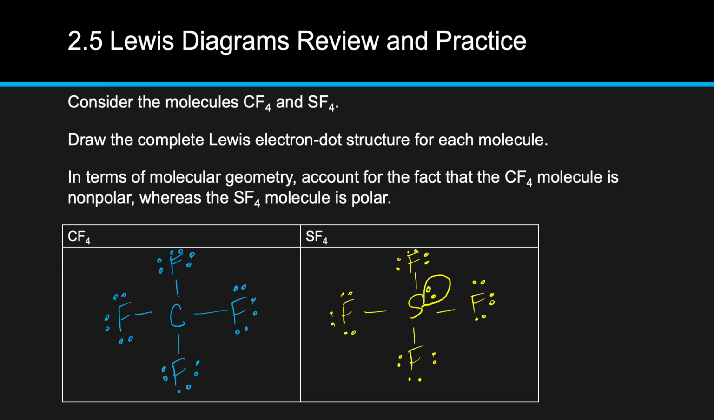So that is why SF4 is polar and CF4 is not, because sulfur has a lone pair on its central atom.